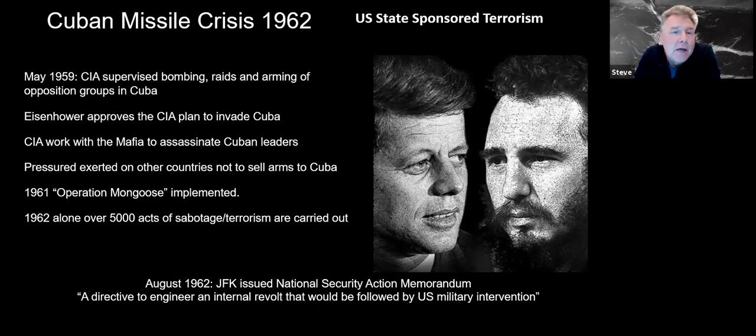Then in 1961, President Kennedy and his brother Robert initiated Operation Mongoose. Operation Mongoose included dirty tricks like false flag operations, blowing something up and blaming the Cubans, or just anything that they could blame the Cubans for, but the CIA were taking action. There were actions against the civilian population, economic terrorism, and of course, carrying on with the assassinations. It's reckoned that in 1962 alone, there were 5,000 acts of sabotage or terrorism in Cuba. And in August 62, President Kennedy issued the National Security Action Memorandum, which basically was to engineer an internal revolt and then military intervention in Cuba.